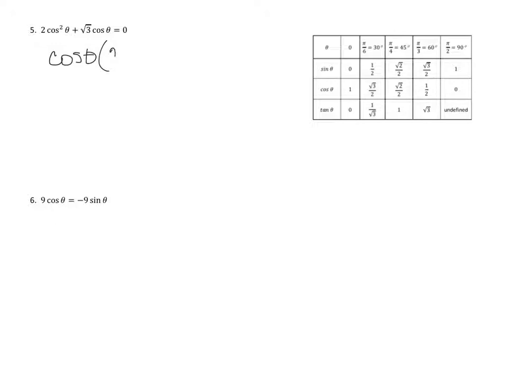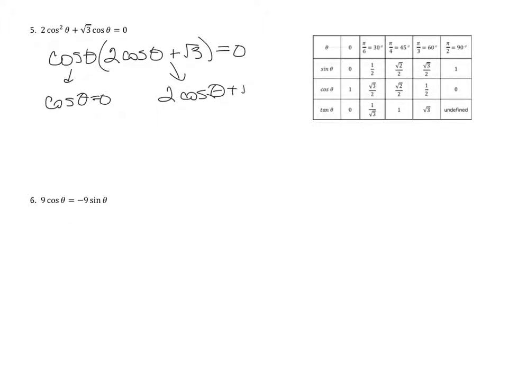When I do that, I'm left with 2 cosine of theta in the first part, plus a square root of 3. So I just factored it, and now I have 2 factors. We set each factor equal to 0 and solve. The first one: where is the cosine of theta equal to 0? And the second part, 2 cosine of theta plus square root of 3: where is that equal to 0? Let's solve each one of those, and we can put the solutions together for our final solution.